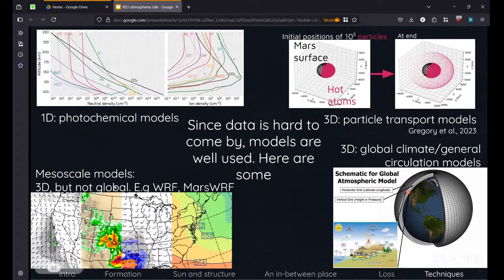And then another type is these mesoscale models. So these are also 3D models, but they're not quite as extensive as the GCMs. And they cover a limited region on a planet. So this is one example here that's covering the US. They tend to be used a lot for weather forecasting, especially on Earth, but we do use some of them at different planets as well.